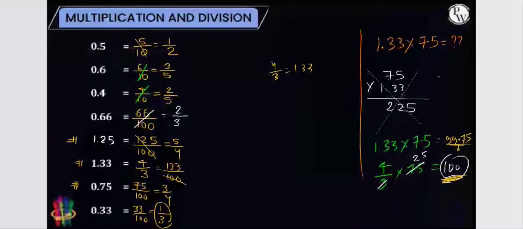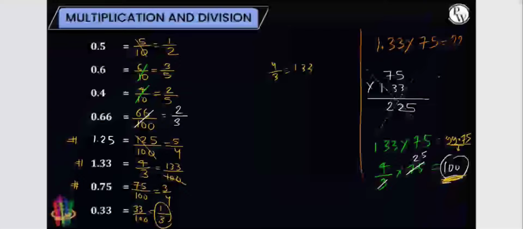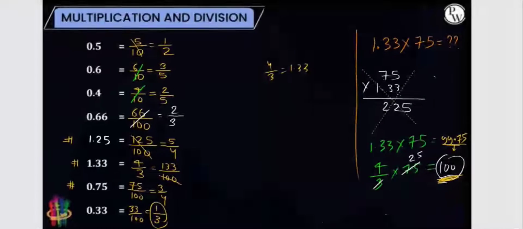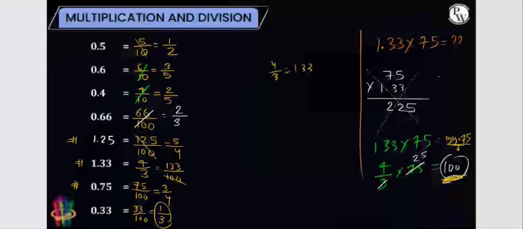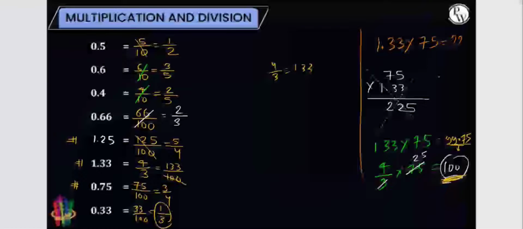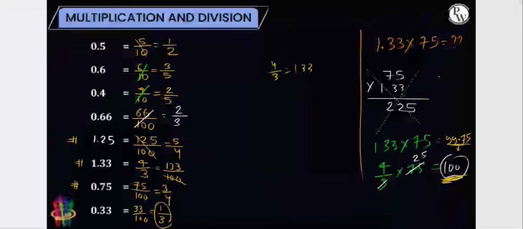Alright. Now here are the basic calculations which one should keep in mind to increase the speed of calculation, right? See, 0.5 can be written as half, 0.6 is 3 by 5, 0.4 can be written as 2 by 5, 0.66 is 2 by 3, 1.25 is 5 by 4, 1.33 is around 4 by 3, 0.75 is 3 by 4, 0.33 can be written as 1 by 3. As we can divide 100 into 3 sections like 33, 66 and 99 point something, right? If you make 4 parts of 100, it's 25, 50, 75 and 100.